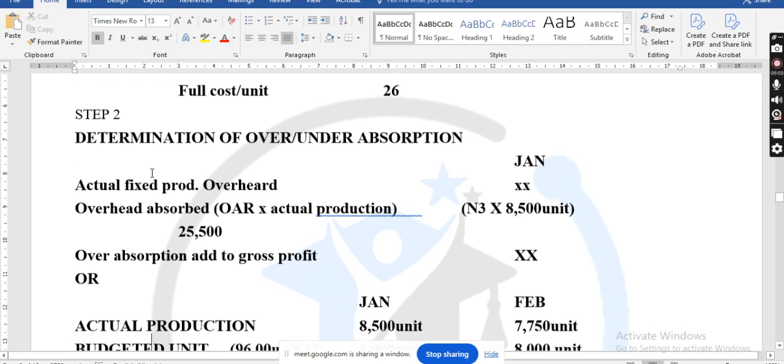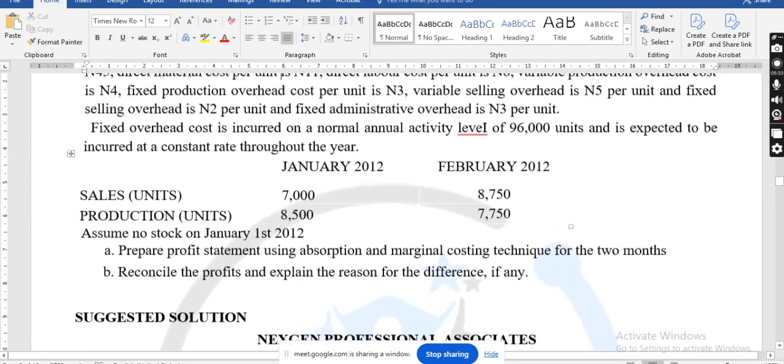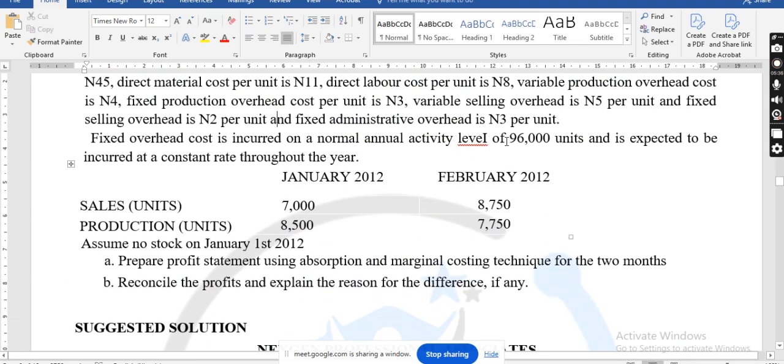Like I said, there is no specific format, no specific rule. Let's change it to get your actual production. The actual production for January is 8,500, and the one for February is 7,750. Now, the budgeted unit is annual. If you look at it here, you can see that it is an annual activity of 96,000 units.